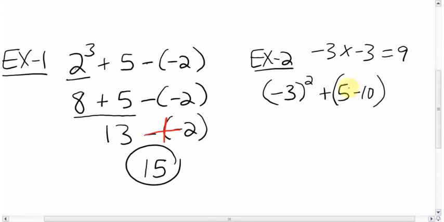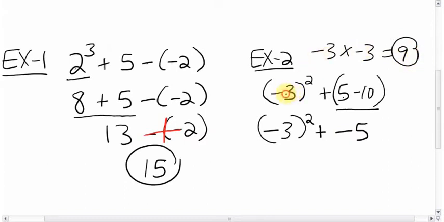BEDMAS tells us that we should do the brackets first. So let's do that first, the brackets. 5 minus 10 is negative 5. Now bring everything else down. Negative 3 squared plus negative 5. And like I just told you up there, negative 3 squared is this. It's 9. So this will become 9. Double sign, plus minus. That's going to become a big fat minus. So minus 5. 9 minus 5 is 4.